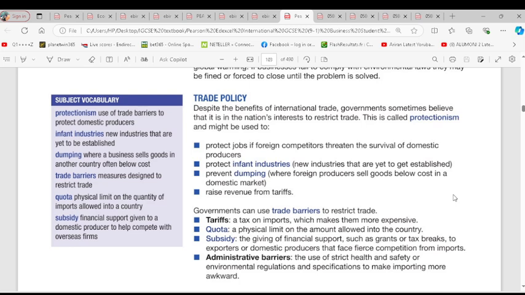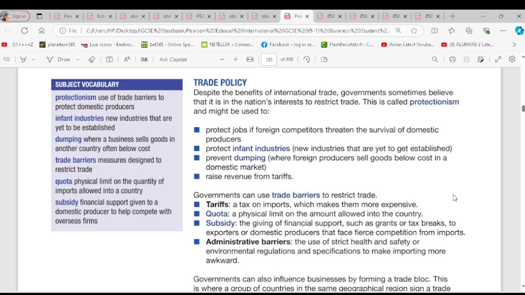It's called dumping. So we go to trade policy. Despite the benefit of international trade, governments sometimes believe that it is in the nation's interest to restrict trade. This is called protectionism. What does protectionism mean? Protectionism means finding a way to protect the local or domestic firms against foreign intervention. So the government wants to protect the local companies. Yes.